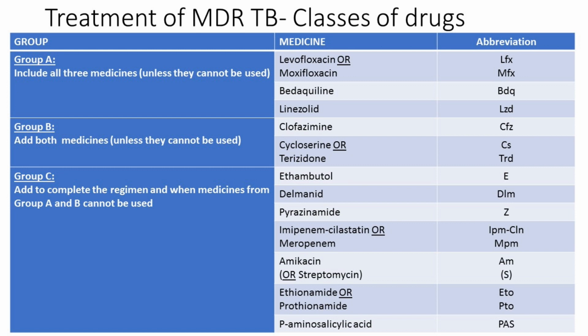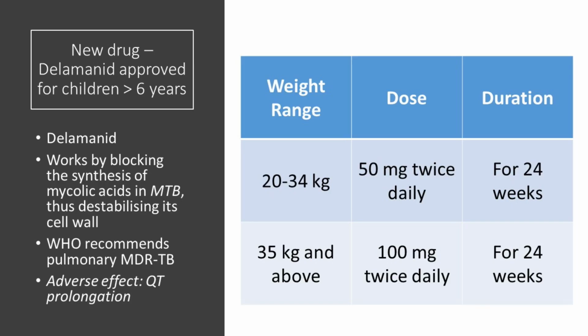Delamanid is recommended by WHO in children 3 years and above, by RNTCP 6 years and above. In case you don't want to use delamanid, we use other drugs like PAS or ethionamide. Delamanid is the new drug we are using, and it is available through the program only. It's not available in the private sector. It works by blocking the synthesis of mycolic acids in MTB, and WHO currently recommends it only for pulmonary TB, not for extrapulmonary TB.